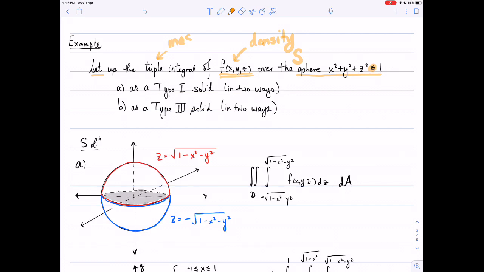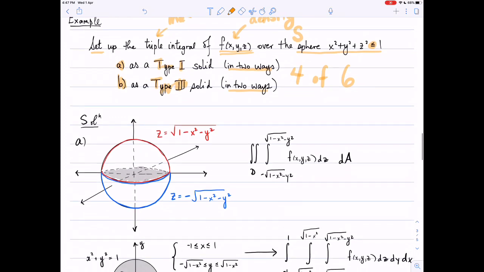So the question asks us to do this in 2 ways, well actually 4 ways. We're asked to do it in part A as a type 1 solid, and to do that in 2 ways, in each of the 2 orders for that shadow region D. And B then asks us to do it as a type 3 solid, again in 2 ways. So we're doing here 4 of the 6 orders of integration over this sphere.